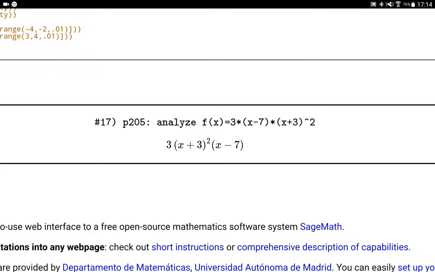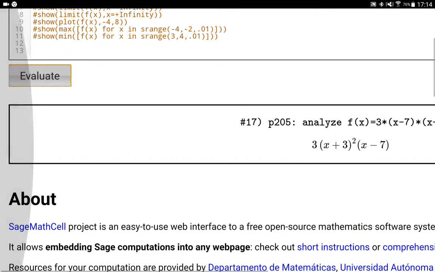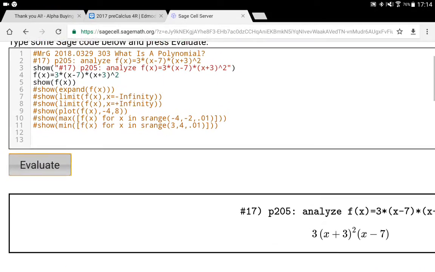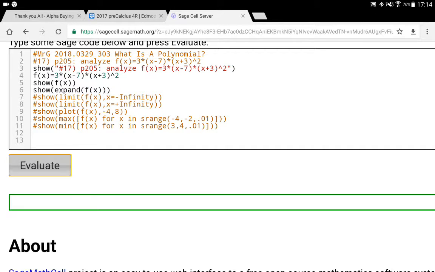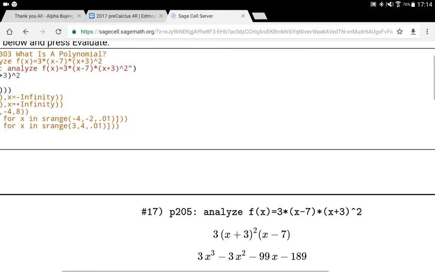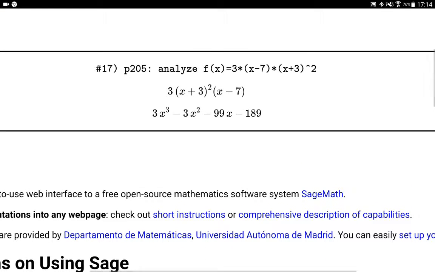Power function. The limit at infinity is positive infinity, the limit at negative infinity is negative infinity, but the local behavior near the roots, or near the x-intercepts, is a little bit different than just a power function, right? So let's expand. In other words, FOIL it out. And you get 3x cubed minus 3x squared minus 99x minus 189.